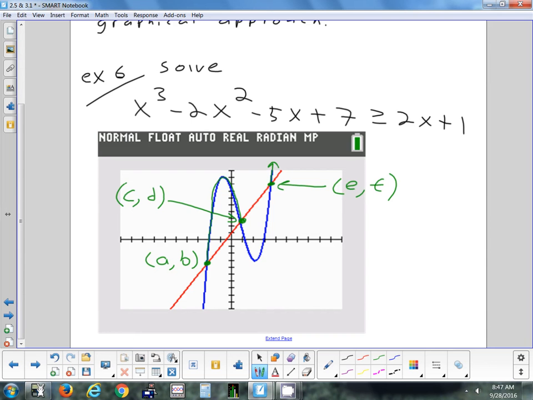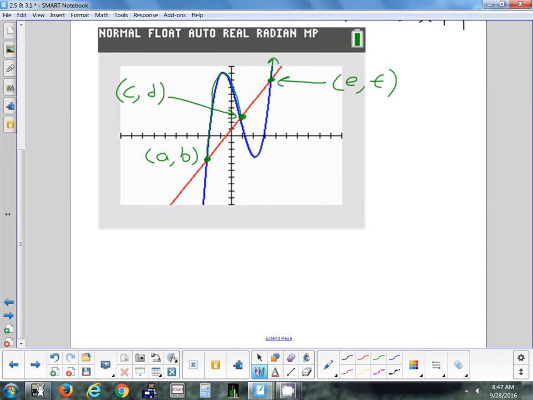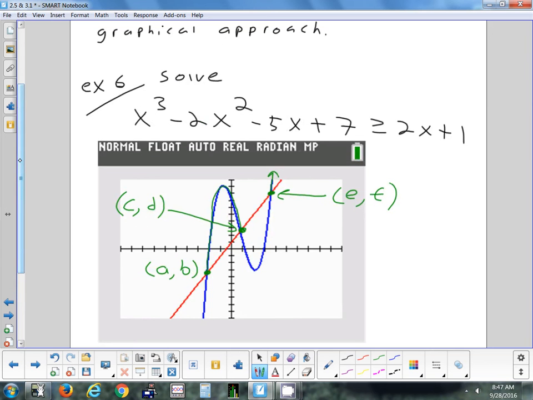X, right? Because that's what the problem is about. We're looking for x values. So what x values here is the blue graph above the red graph? From what to what? Yeah. A to C. From A to C.